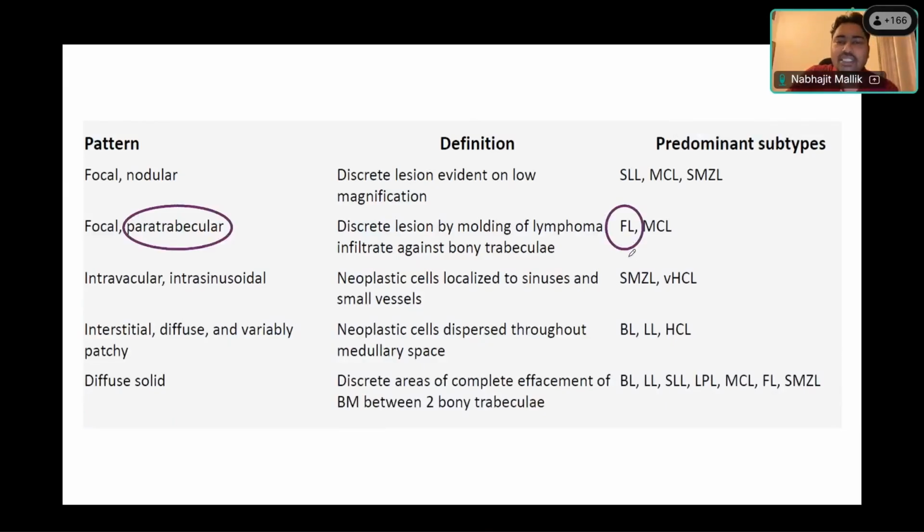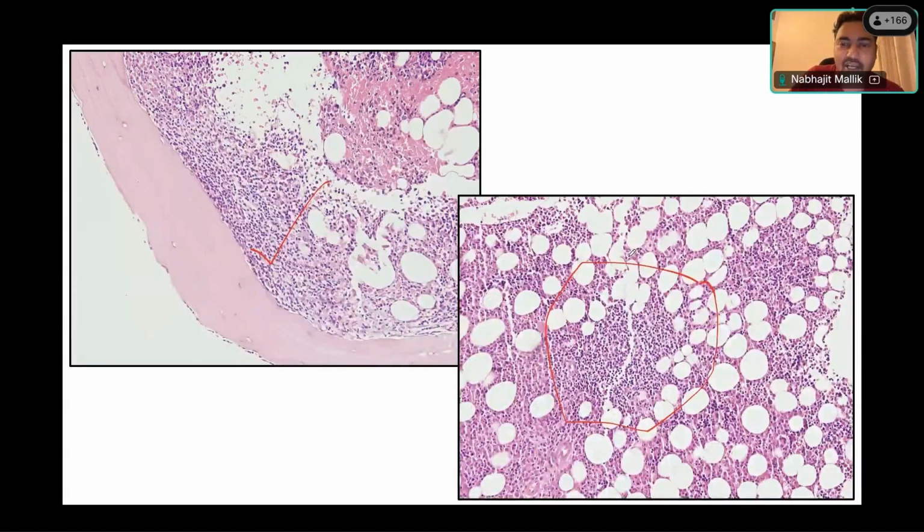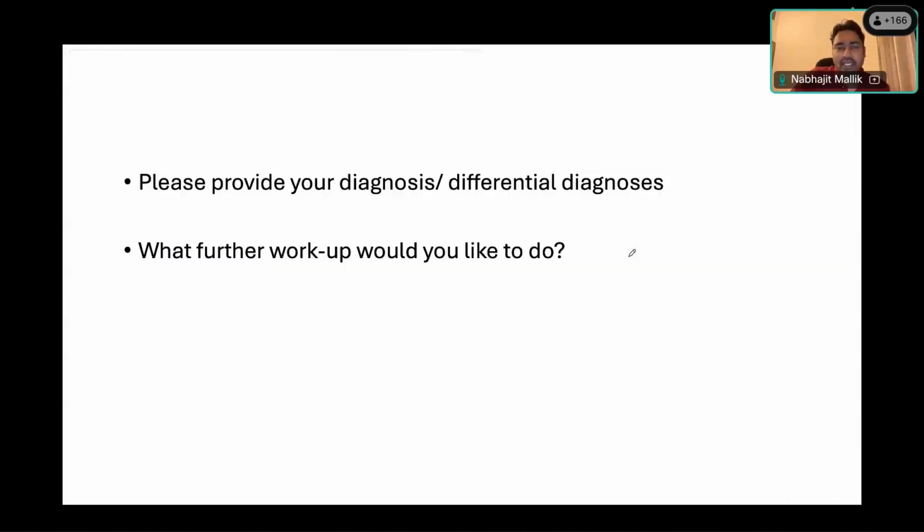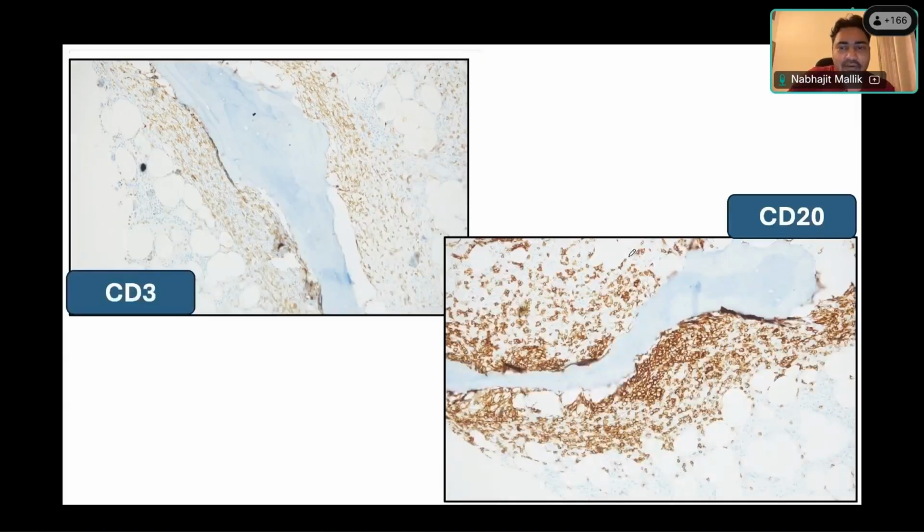So it looks like probably a lymphoma infiltration. When you see this kind of paratrabecular infiltration, you start thinking of follicular lymphoma. But how do we confirm it, right? So we do an IHC. What do you see here, Big Rai? What do you see here? We have done a CD3 and CD20 only.